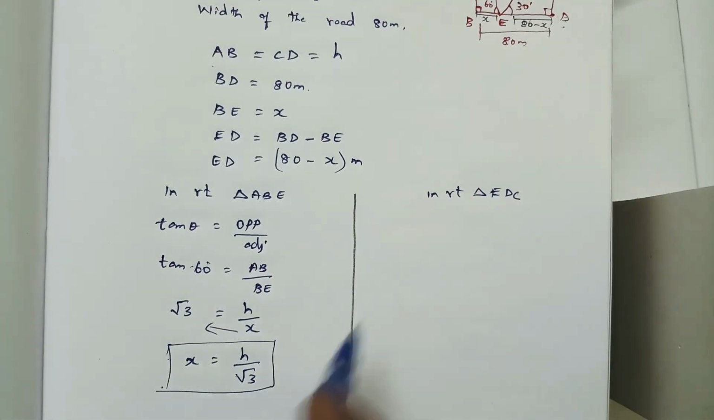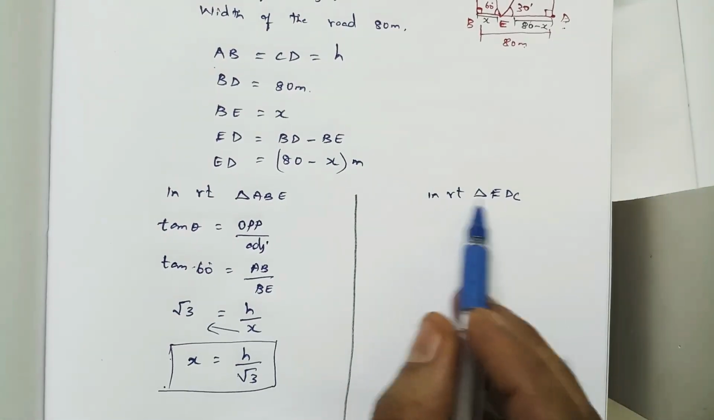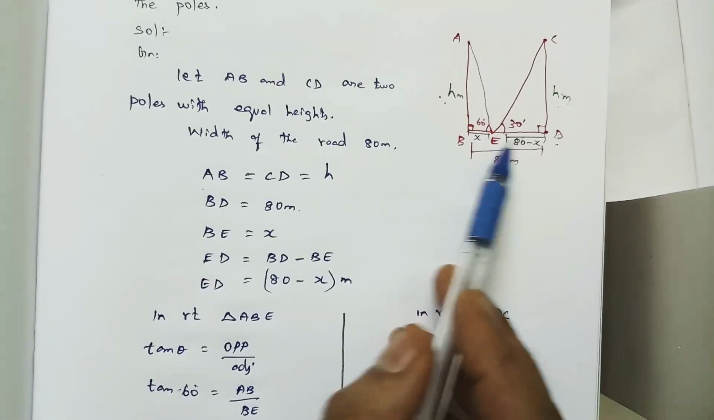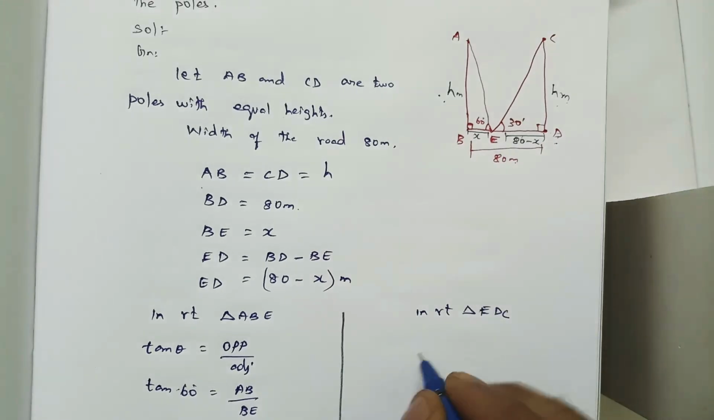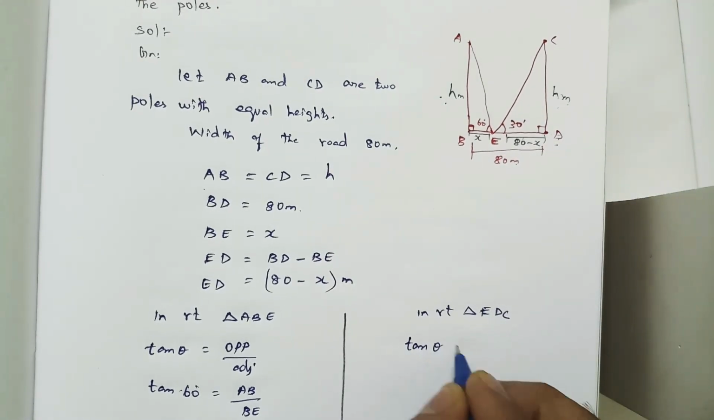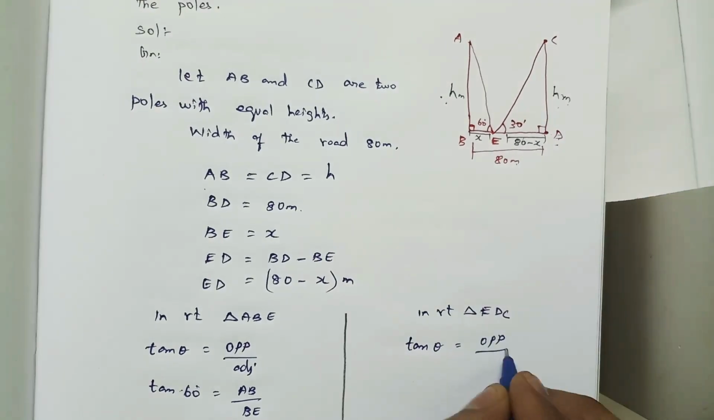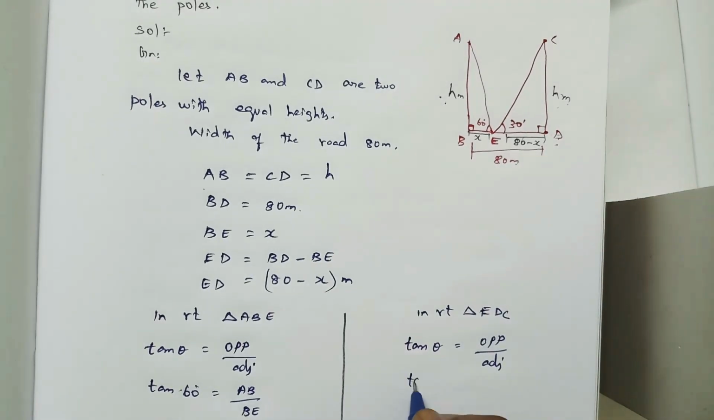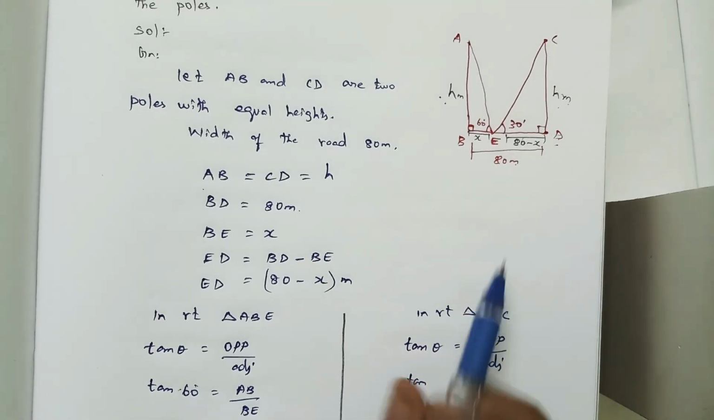Next, we are going to find that next right angle triangle. In right triangle EDC, opposite by adjacent. So tan theta is equal to opposite side divided by adjacent side. What is theta here? In the triangle EDC, 30 degree.